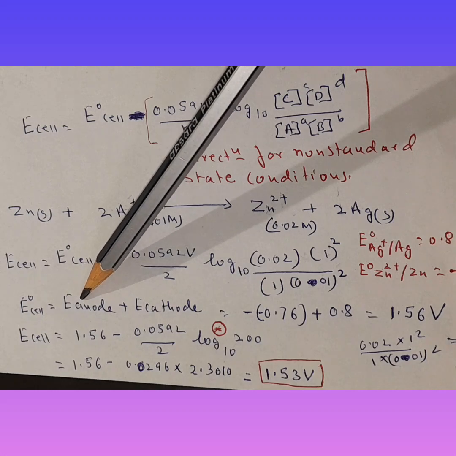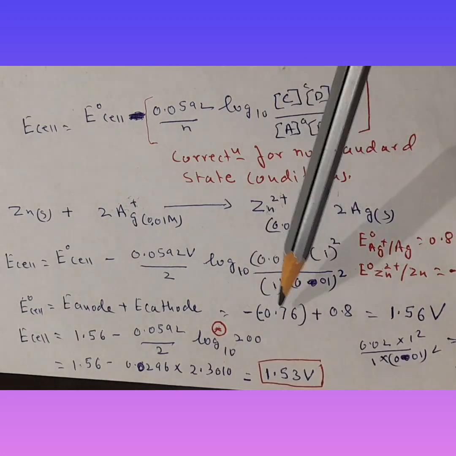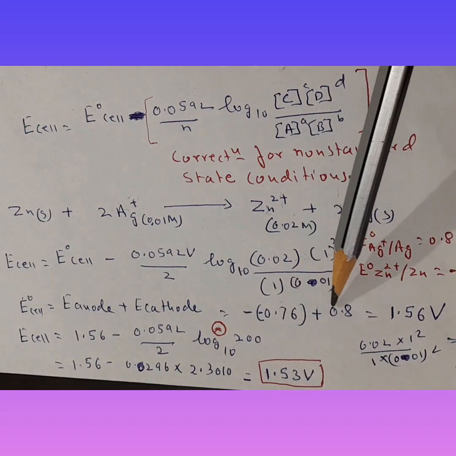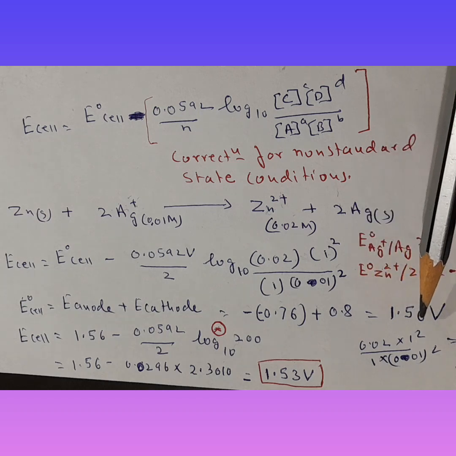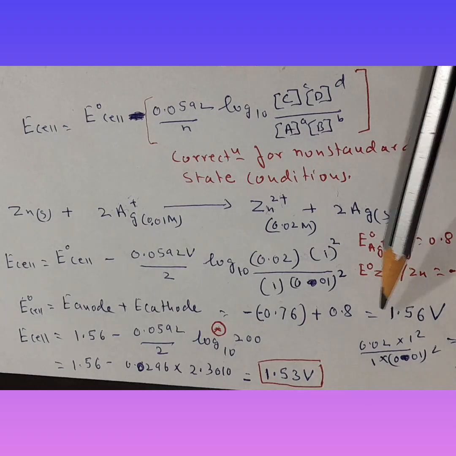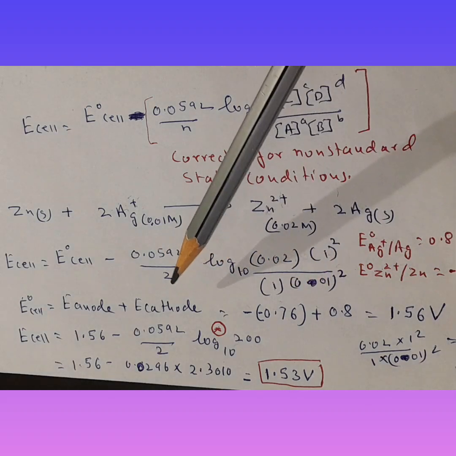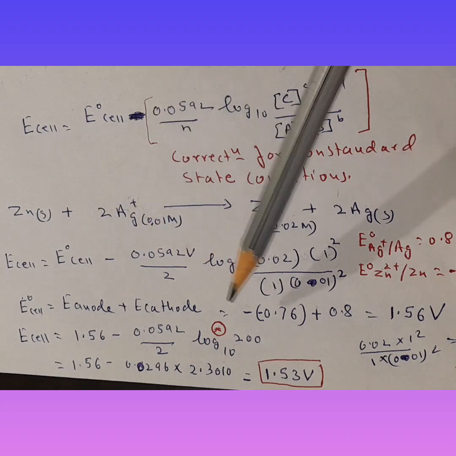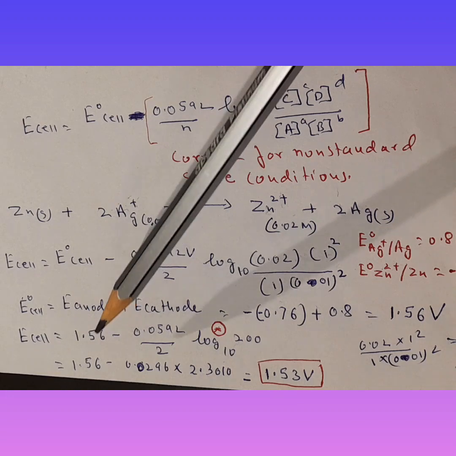So E anode, this is the anode, so minus of this, plus as it is, since it is reduction. The final value comes to 1.56. Wow, this is very close to the cell that we use in our daily use. Maybe you can do it, but it would be very expensive using silver. Anyway, getting back to this, for E cell we substitute those values.